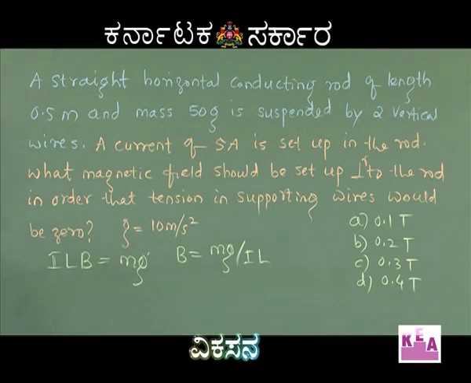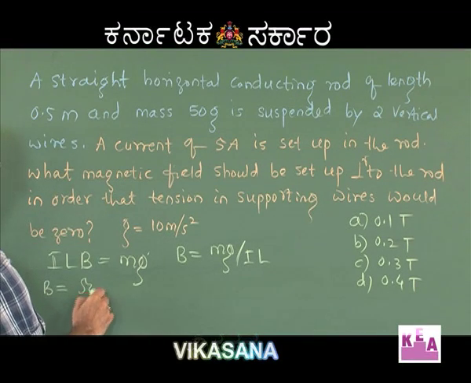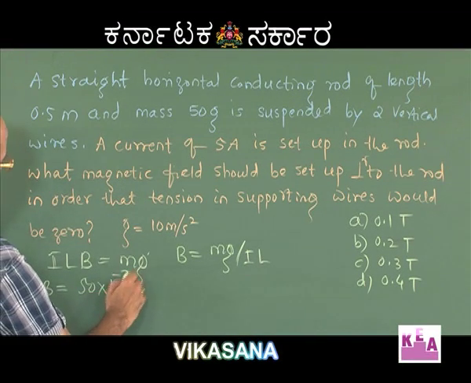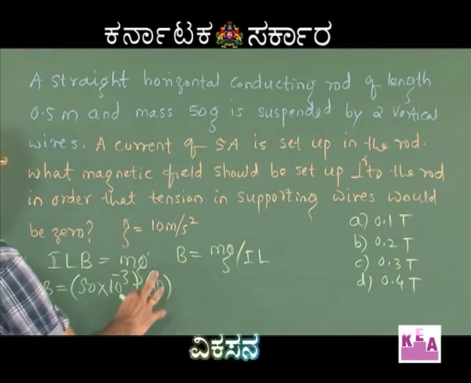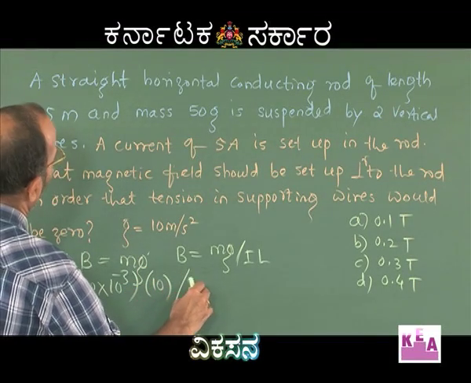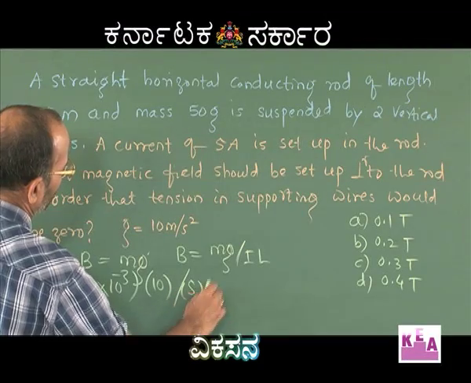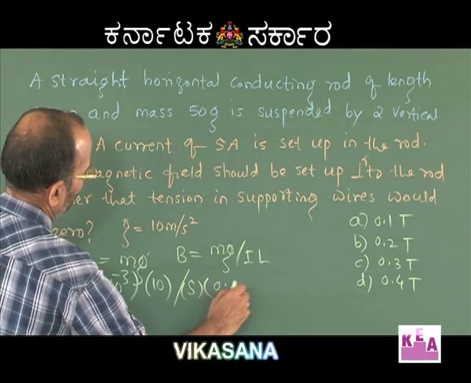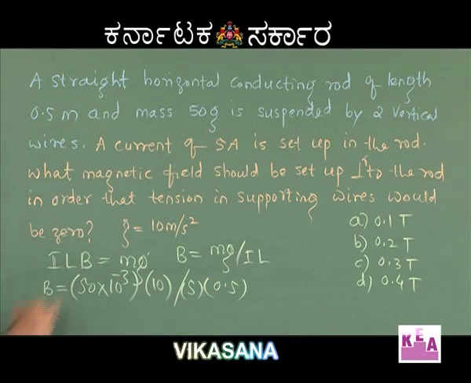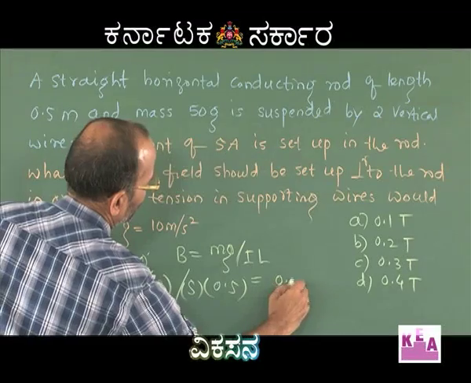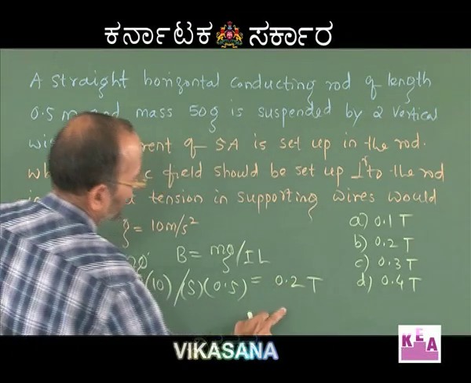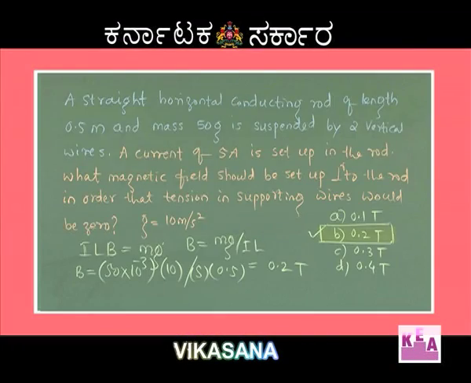and that makes B equal to mg divided by IL. Now, if you substitute the values, you get B equal to, M is given to be 50 grams, remember. So, it would be 50 into 10 to the power of minus 3, G would be 10. So, this would be mg divided by I, which is given to be 5 amperes, and L is given to be 0.5 meters. Now, if you simplify this, 0.5 gets cancelled and you get only 1 by 5, which is nothing but 0.2 Tesla, and that makes option B perfectly correct.